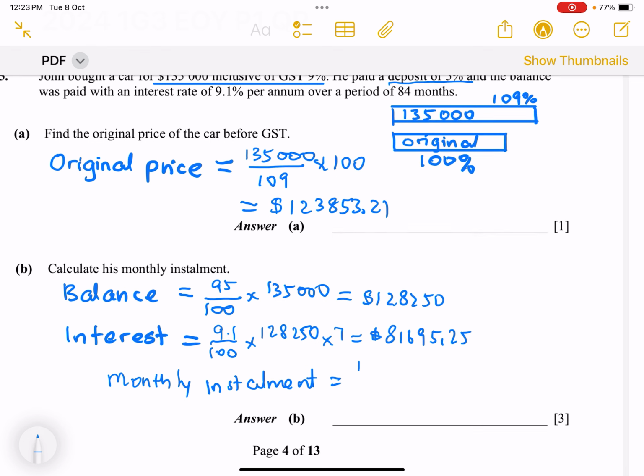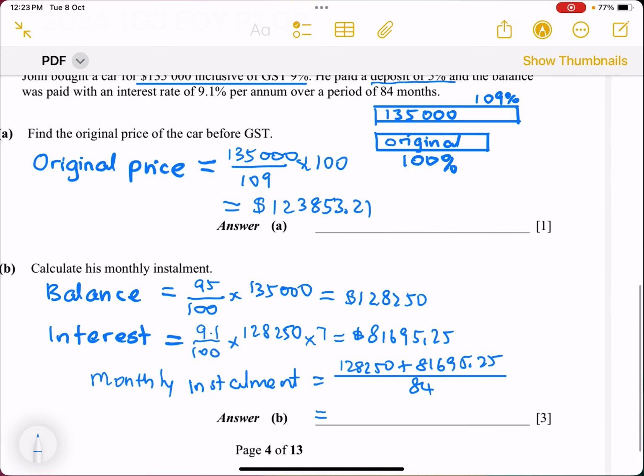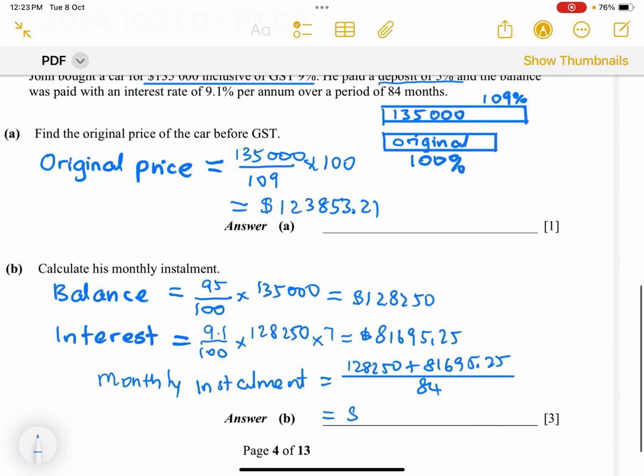Which is the balance plus the interest, divided by 84 months. That will give us the monthly installment, which is 2499.35.